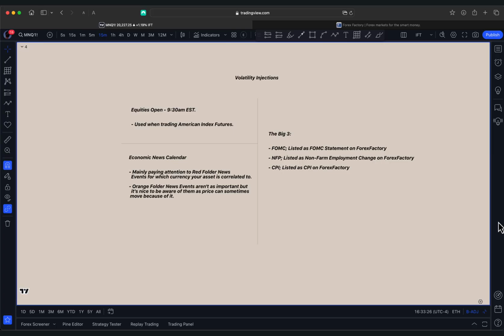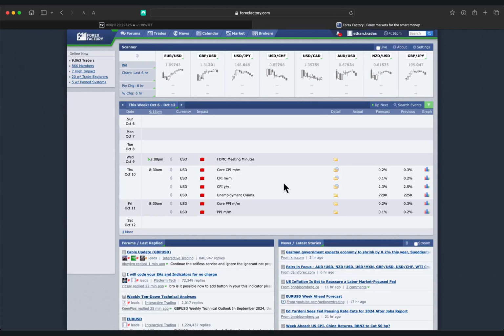And I highly encourage you to go into your chart and, whenever you're studying price action from now on, just go to Forex Factory, and whichever day you're backtesting or studying, make sure you're paying attention to the news events on that day, because if you put a vertical line there, you will see that there is an extremely high volatility injection.